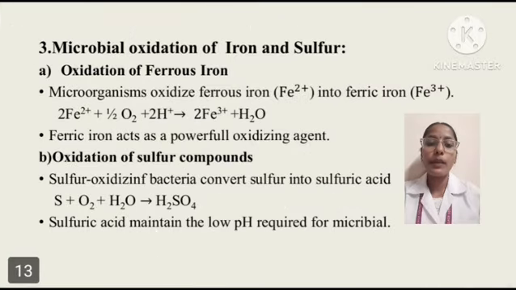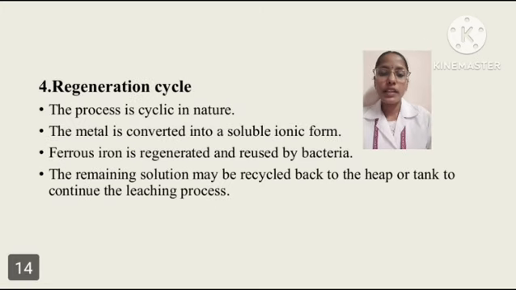The third process is microbial oxidation of iron and sulfur. The microorganisms oxidize the ferrous ion into ferric ion, a powerful oxidizing agent. Sulfur compounds are converted into sulfuric acid. Maintaining the pH is very important. The fourth process is the regeneration cycle. The process is cyclic in nature, converting metals into soluble ion form. Ferrous ion is regenerated and bacteria are reused. The solution is recycled back to the heap.